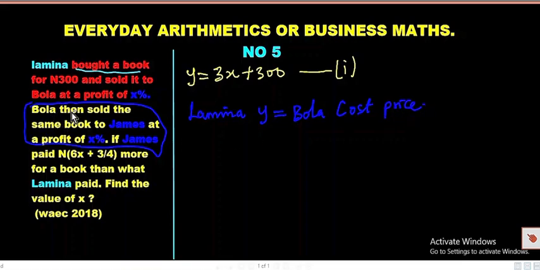I do not know Bola's cost price. But if Bola is buying from you, if I sell y, that means Bola bought y. If that y is 500, that means Bola bought 500. Therefore, Lamina's selling price, which is y, is equal to Bola's cost price. So that statement must be there. Therefore, let's go to Bola and look at what happened. So I'm considering Bola right now. So what happened? Bola then sold the same book to James at a profit of x. So Bola made a profit of x.